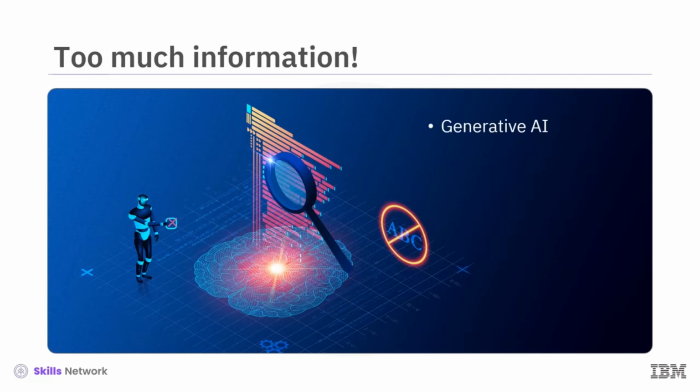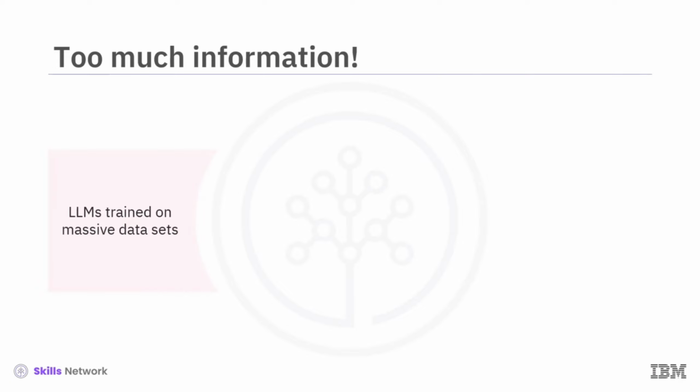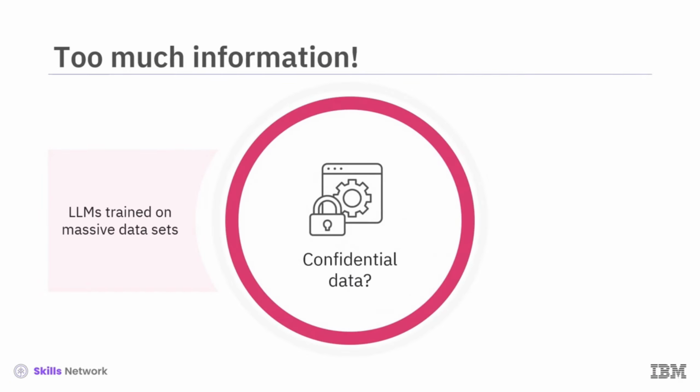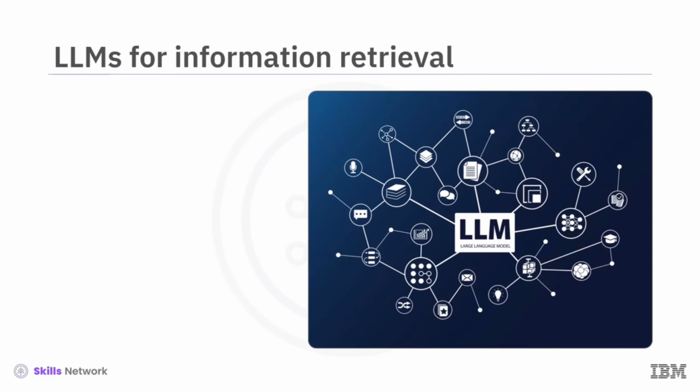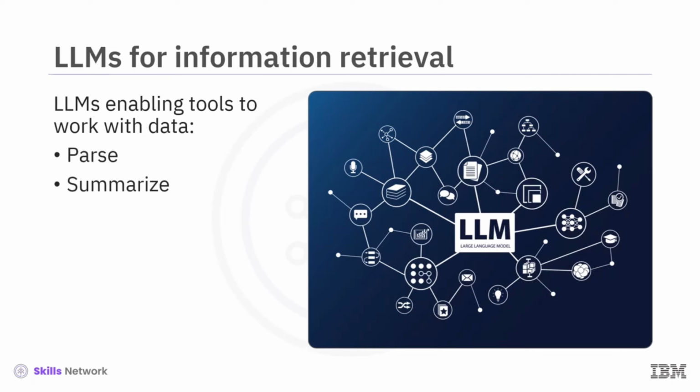This is where generative AI and large language models, or LLMs, come in. LLMs are trained on massive data sets. However, when you have sensitive or confidential data you don't want to share with the public model, you can use open source models deployed privately. With the advancements in generative AI models like LLMs, we can create and leverage tools to efficiently parse, summarize, and comprehend vast amounts of data.